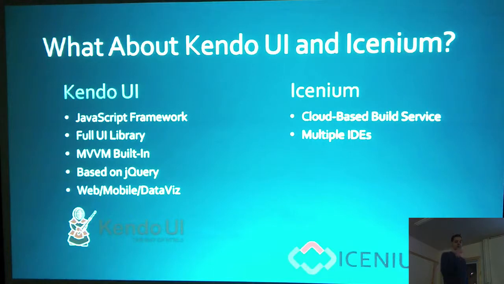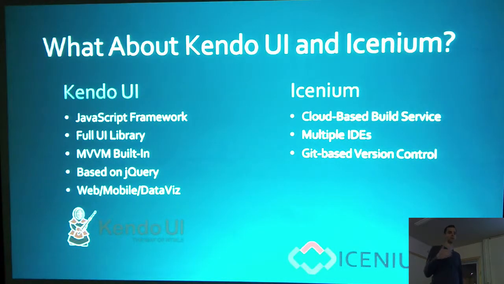Now, Icenium. So Icenium is a cloud-based build service for these hybrid mobile apps. It does use PhoneGap at its core. The way you interact with Icenium is through 3 different IDEs. One is a browser-based client, which I'm going to show today. There's also a Windows client, a native Windows client, and a Visual Studio extension. And we're actually going to talk about the IDE thing at the end, because I know IDEs tend to ruffle people's feathers.